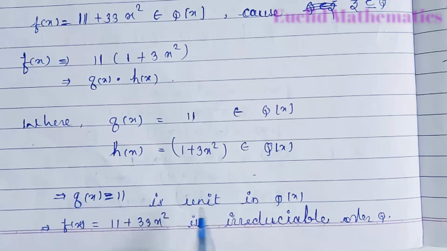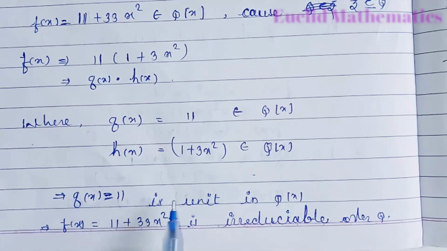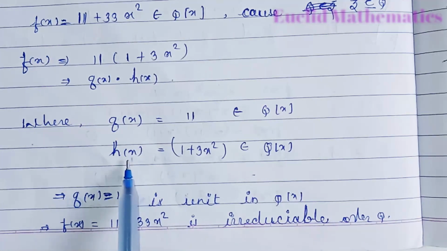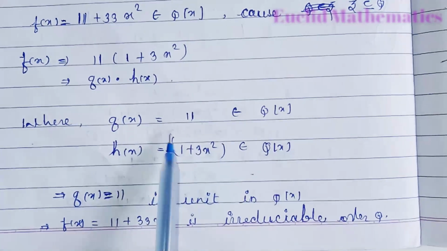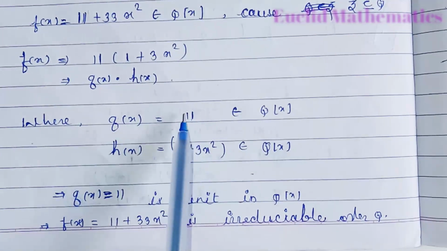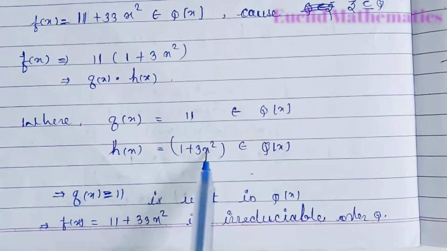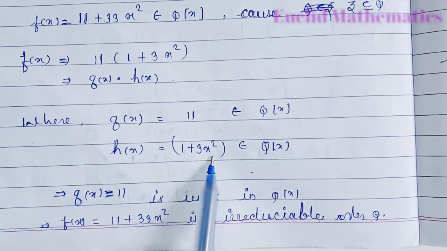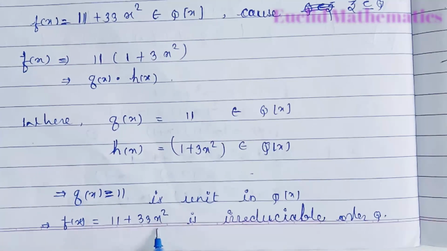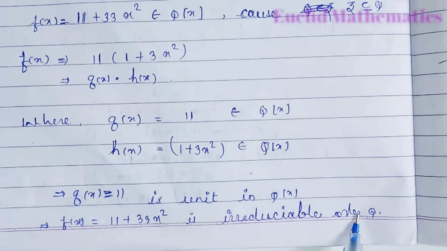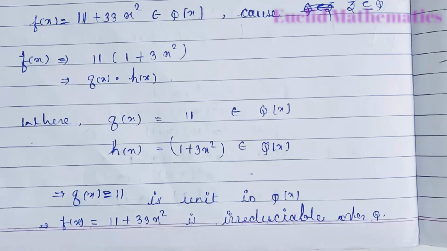So g of x is 11, which is a unit element in q of x, and h of x is here 1 plus 3x square, the other factor. So if this holds, one of them has to be a unit and the other one is a polynomial. Then we say that our f of x, which is 11 plus 33x square, is irreducible over q.